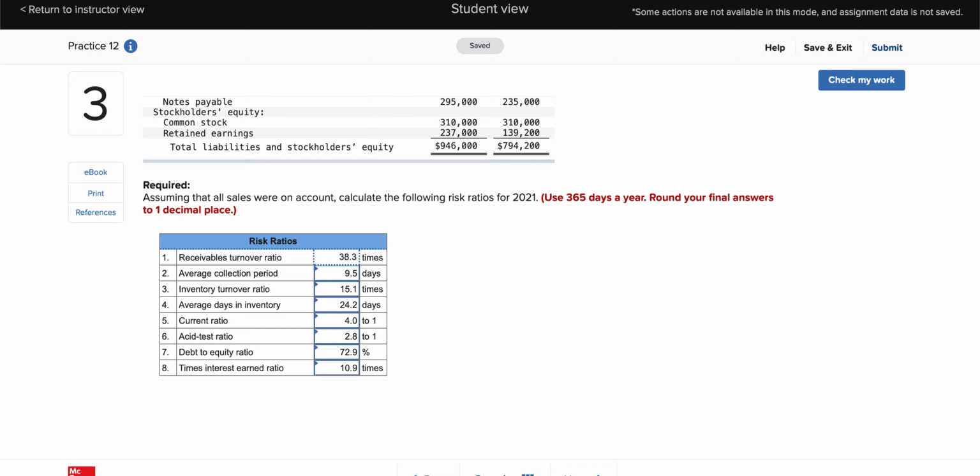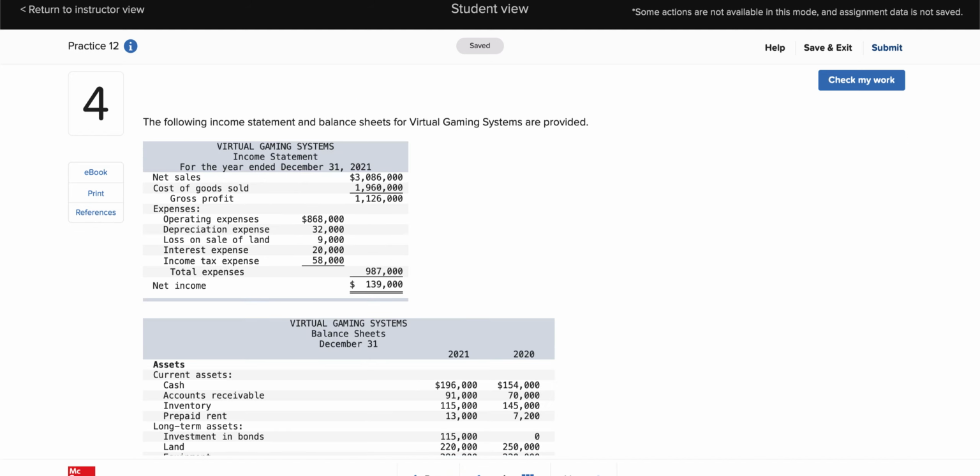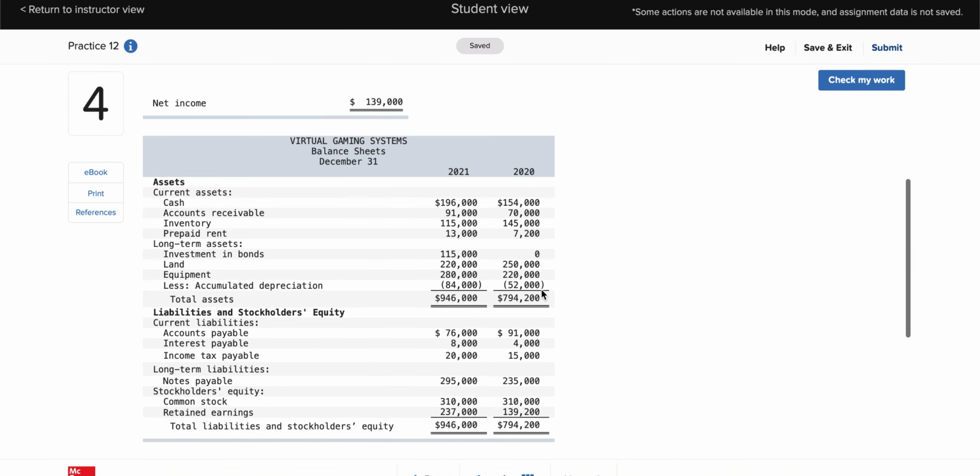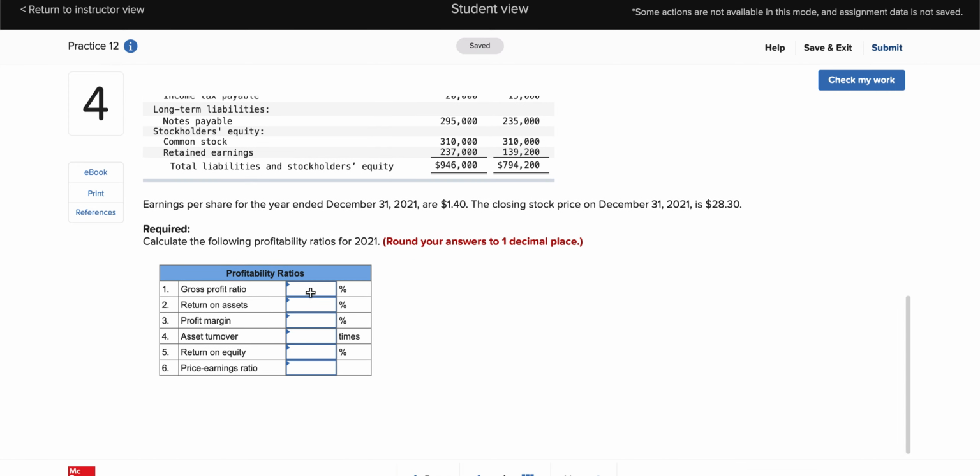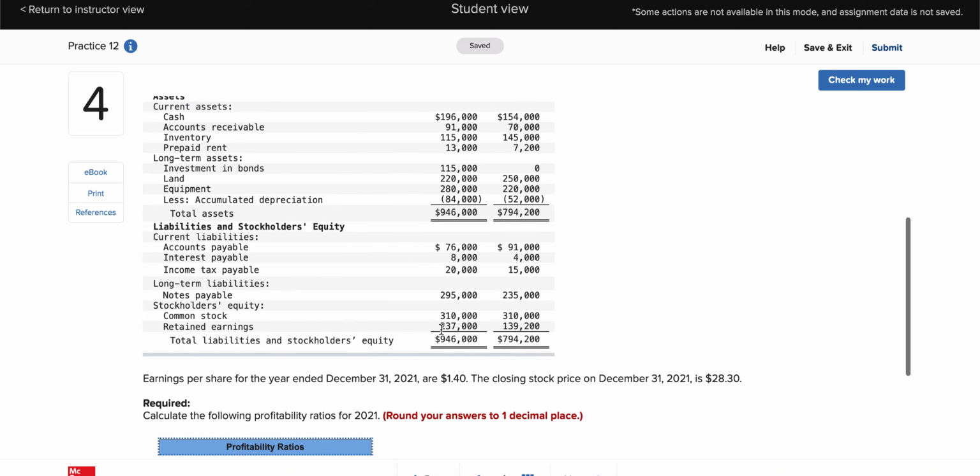That's it for the first set of ratios. Let's go to the second set. Those were the risk ratios. Now we want to take a look at what we call profitability ratios. How profitable is this company? Looking at our gross profit ratio, our return on assets, our profit margin, our asset turnover, our return on equity, and then this new one called the PE, or price earnings ratio. Although, well, we actually did the price earnings ratio before.